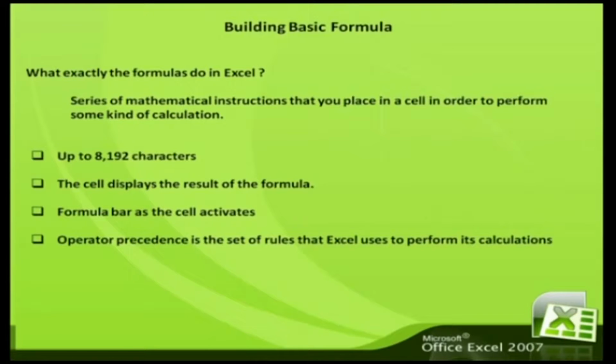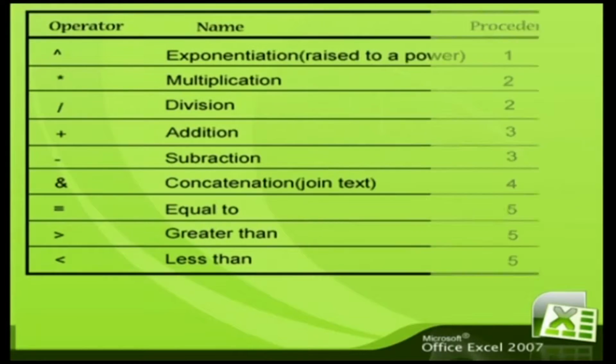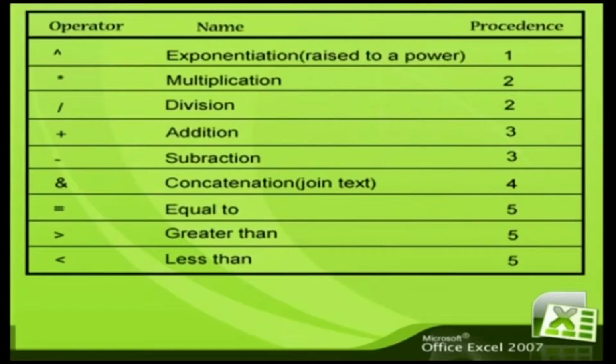Operator precedence is the set of rules that Excel uses to perform calculations in a formula. The following table provides the list of operators that you can use in formulas and indicates each operator's precedence. The table shows that exponentiation has the highest precedence, that is, Excel performs it first, and logical comparisons have the lowest precedence. If two operators have the same precedence, Excel performs the calculations from left to right.